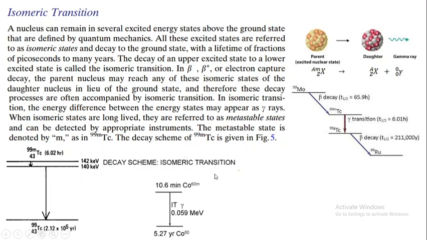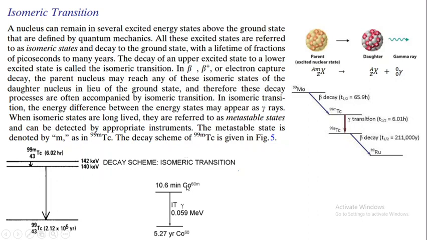This is another decay scheme having isomeric transition, in which cobalt 60 exists in a metastable state and spends 10.6 minutes in this state, and after 10.6 minutes undergoes transition into cobalt 60, whose half life is 5.27 years, which is a stable position.